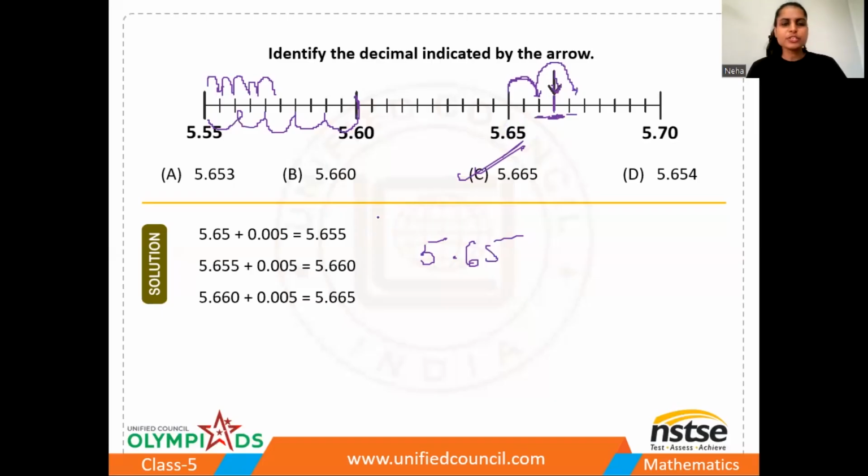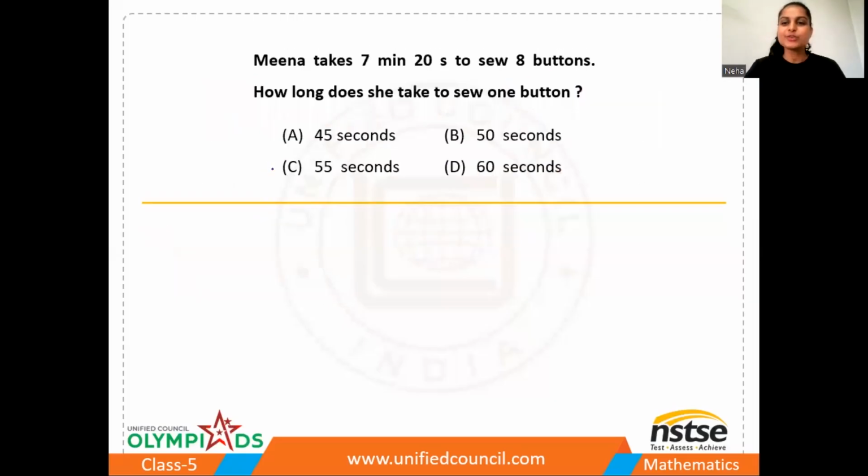All right. First question is, I think it is explained. We have to move with 0.005 in one step. Perfect. Then let's move to the next question. All right. So here is the second question. Nina takes 7 minutes and 20 seconds to sew 8 buttons. How long does she take to sew one button?